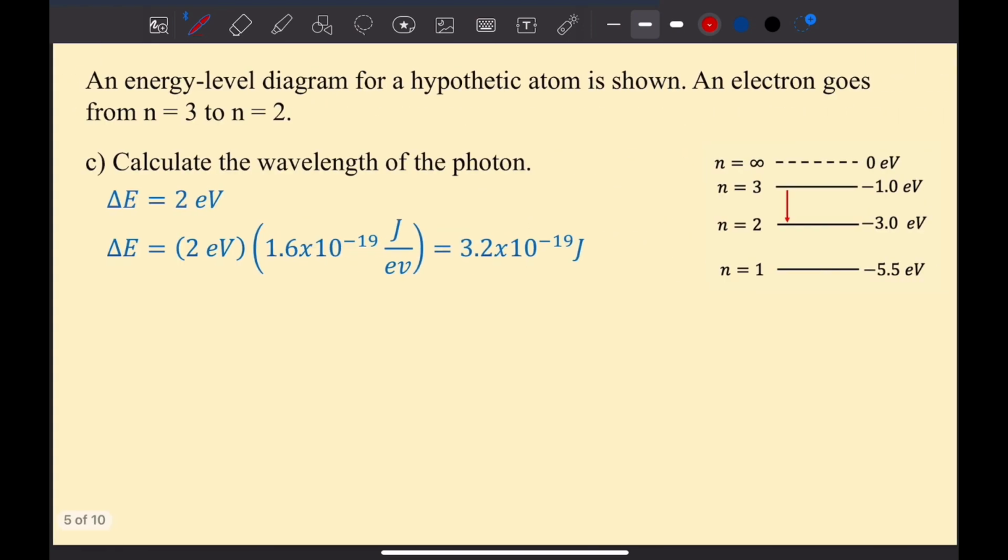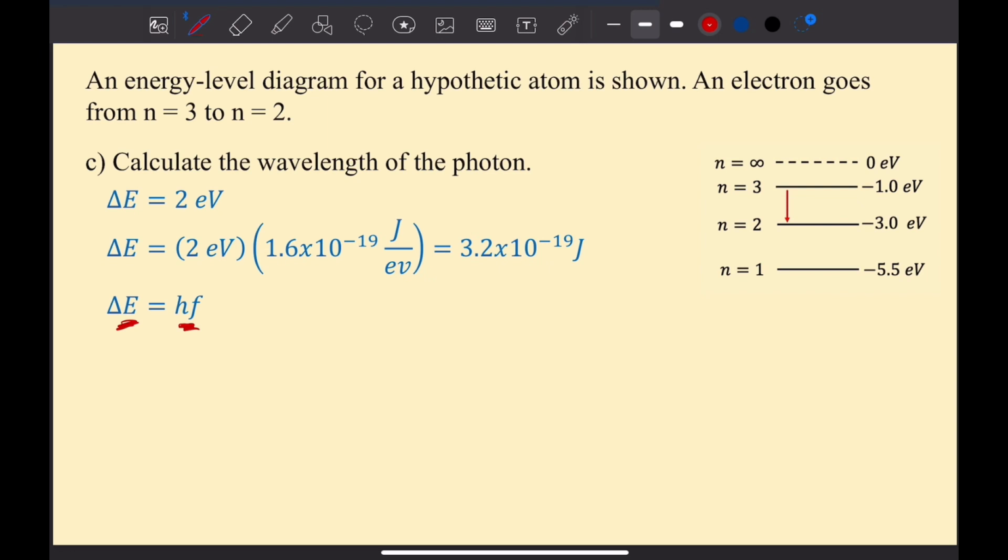Now I want to use that energy in joules, not electron volts. So to convert, you multiply the number of electron volts times 1.6 times 10 to the -19 joules per electron volt. And that's because an electron volt is the amount of energy that one electron has when given 1 volt. So the energy of the photon would then be 3.2 times 10 to the -19 joules.